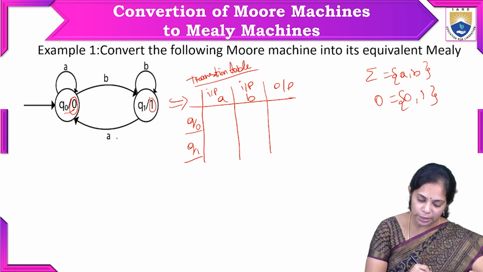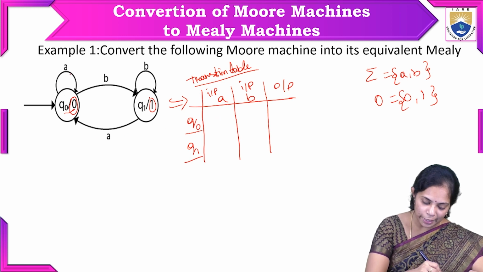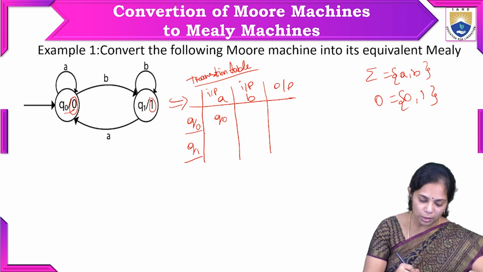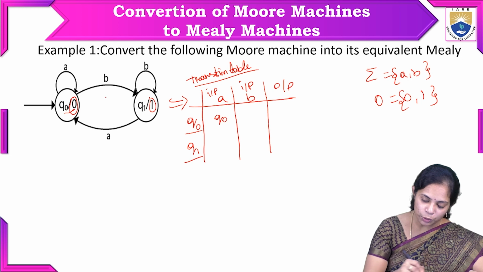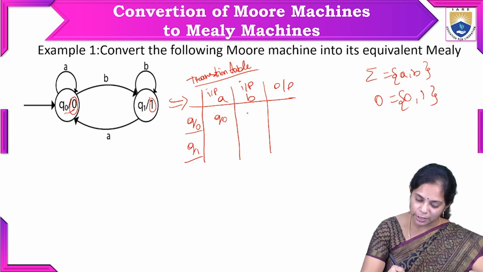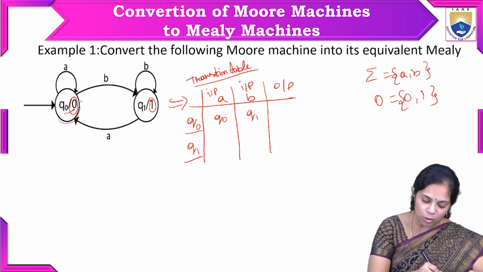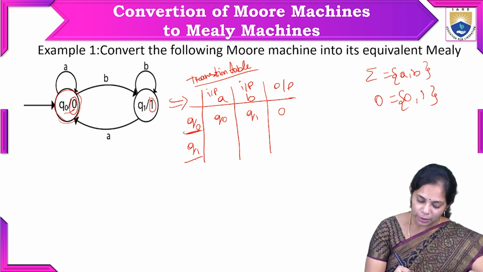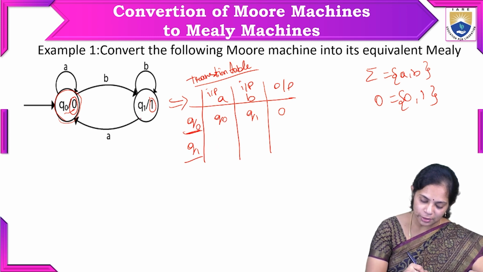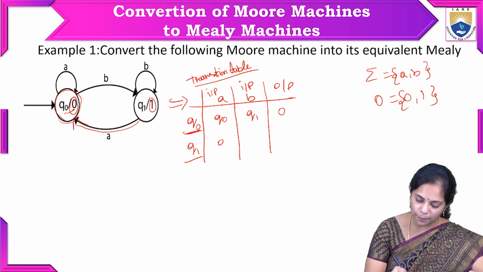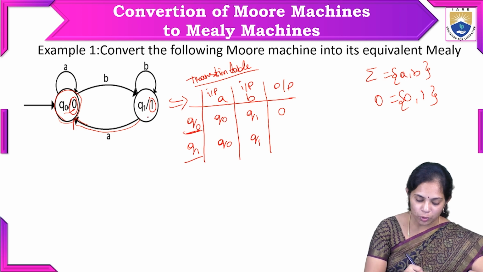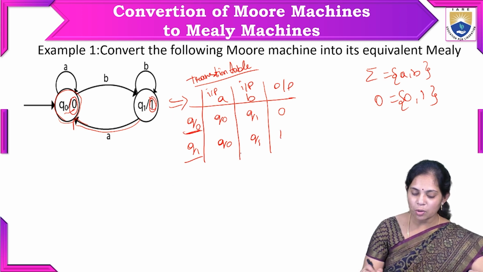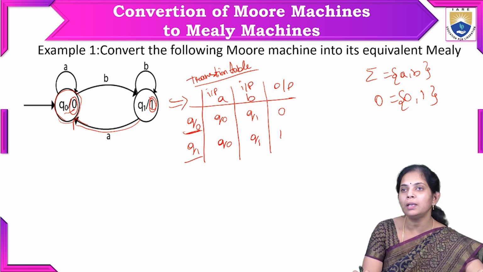From Q0, when you give A as an input, it goes to Q0 only. From Q0, when you give B as an input symbol, it goes to Q1. The state output for the Q0 state is 0. For the Q1 state, if you give A as an input symbol, it goes to Q0, and if you give B as an input symbol, it is a self loop, the same state. The output here is 1. This is how we draw the transition table for the given Moore machine.